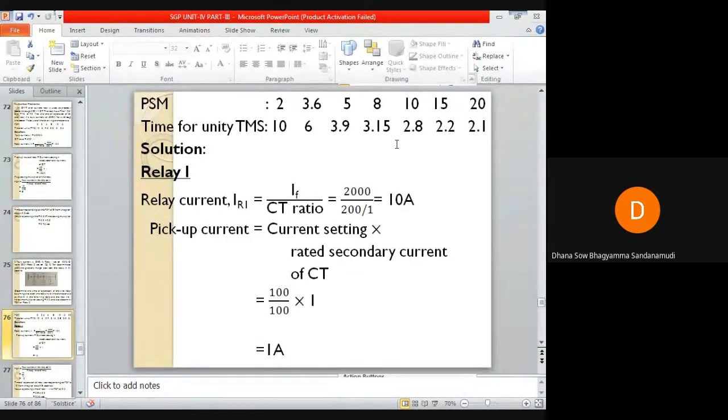Pickup current is the current setting into the rated secondary current of the CT. The current setting of relay 1 is 100%. Therefore 100 by 100 into the secondary current of the CT, that is 1 ampere, gives 1 ampere. So pickup current is 1 ampere. As soon as you complete, inform me.